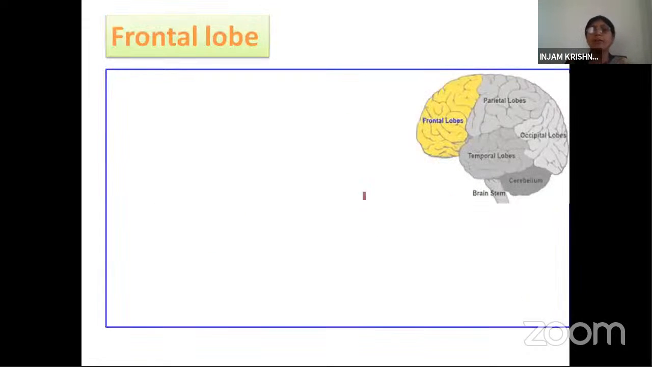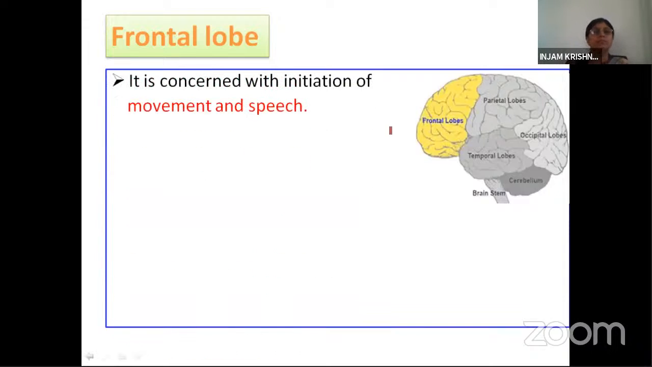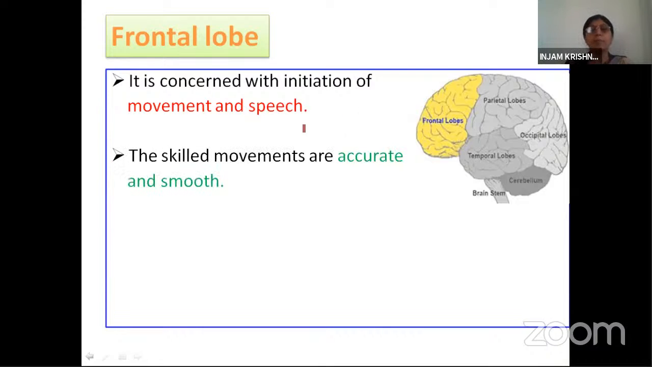First one, frontal lobe. This is the frontal lobe. What are the functions of the frontal lobe? I am not going into depth, but I just want to touch on them. It is concerned with the initiation of movement and speech. The skilled movements are accurate and smooth.